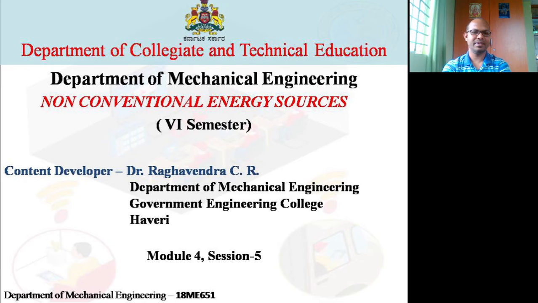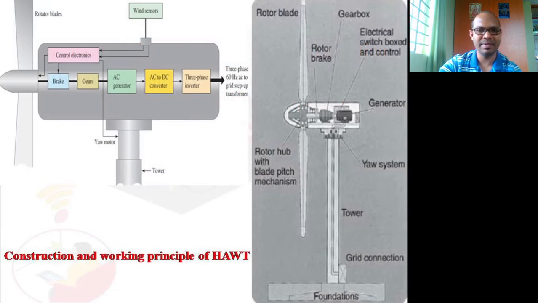Welcome to the fifth session of the fourth module. In the previous session, we discussed the wind machines. In particular, we discussed how the horizontal axis wind turbine works. Let me talk about some constructional features and once again the principle of working of horizontal axis wind turbines. That is what HAWT stands for.